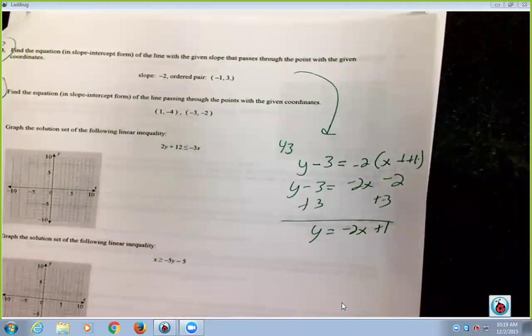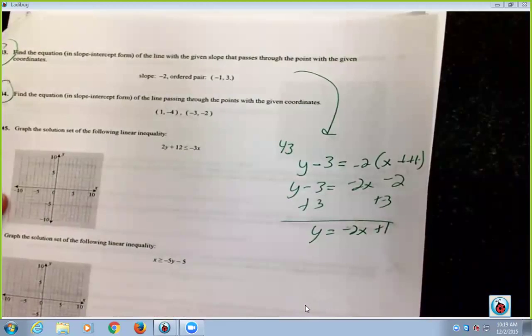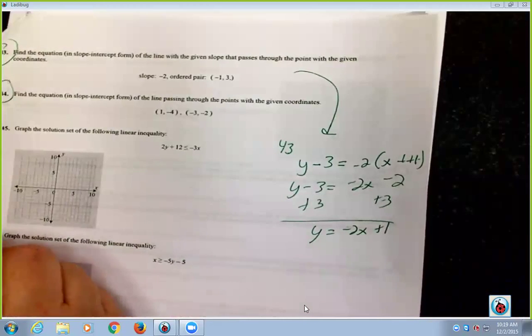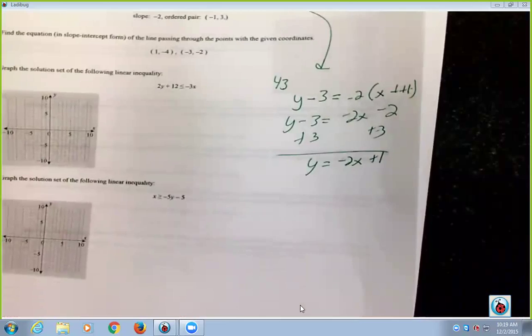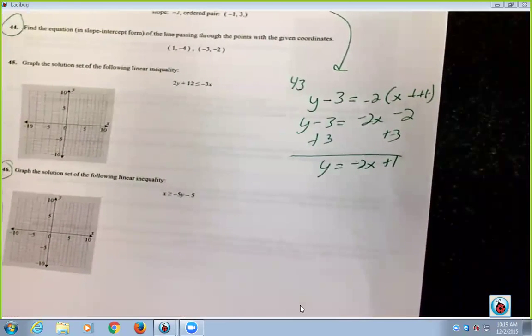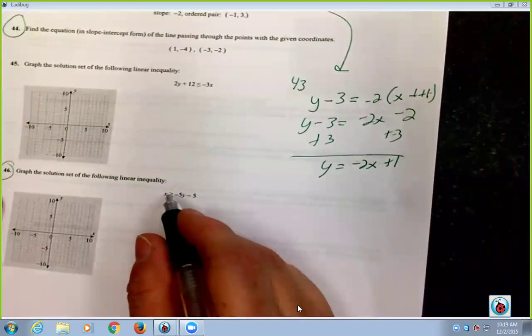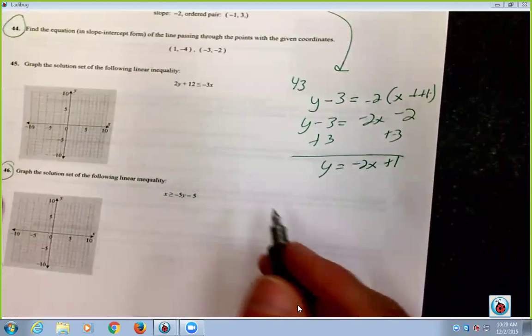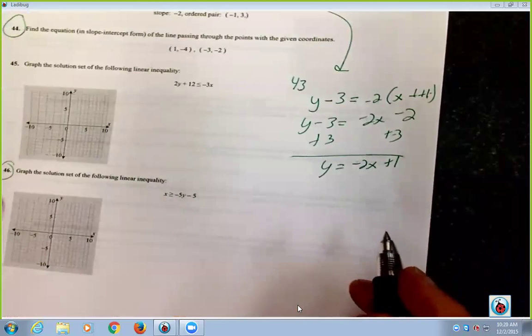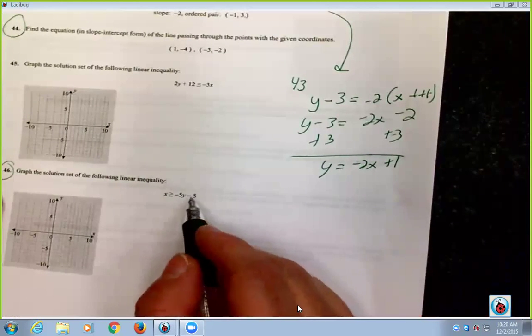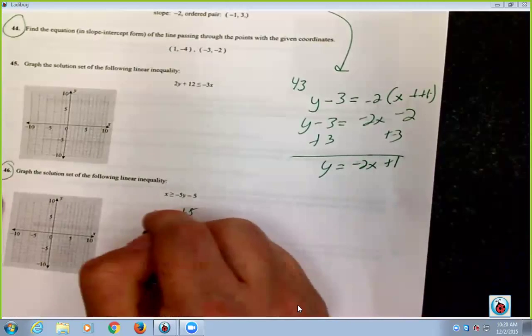Okay. And then 45 and 46 are inequalities where we shaded a side. Remember how we shaded pieces of our graph so that we'd have an idea of what it would look like. So if we look at 46, we'll do that one because we got a lot of manipulating on that one to do. I've got x is greater than or equal to a negative 5x, or 5y minus 5. I need to get y all alone, so I'm going to add 5 to both sides.